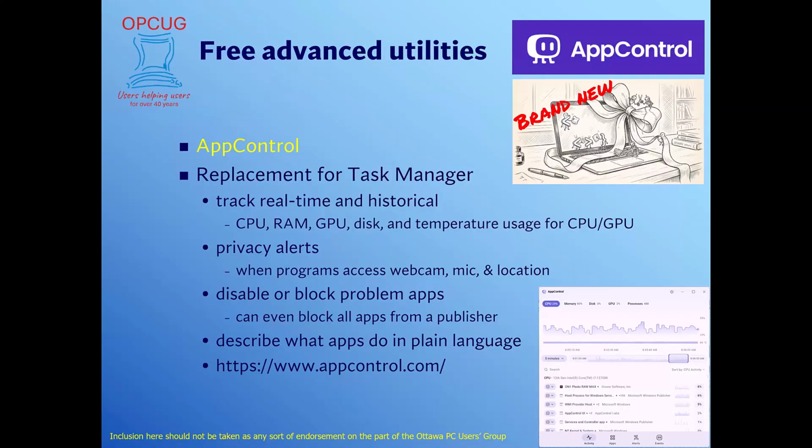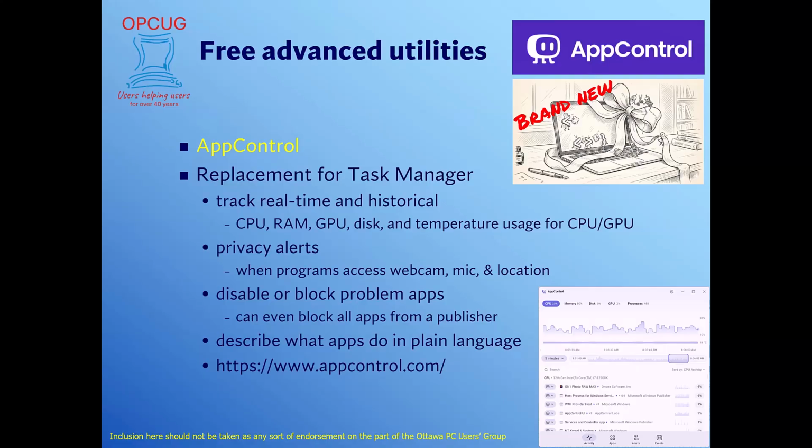This is something I came across just today, which is really cool. App Control. I think it just got released last month. It could be a replacement for Task Manager. It actually gives you basically everything Task Manager has, but it also gives you historical data as well as real-time data for CPU activity, memory, GPU, disk, and it gives you temperature usage for the CPU and GPU so you can see if they're running hot.